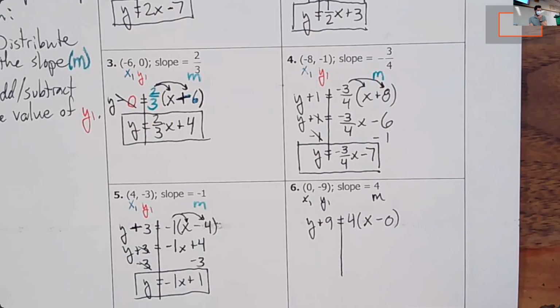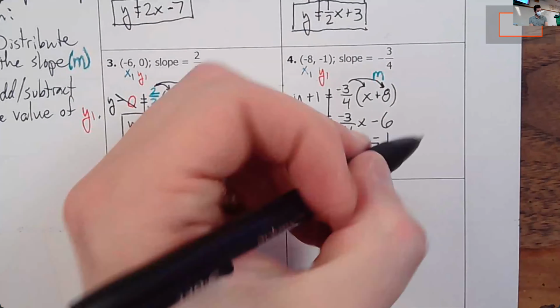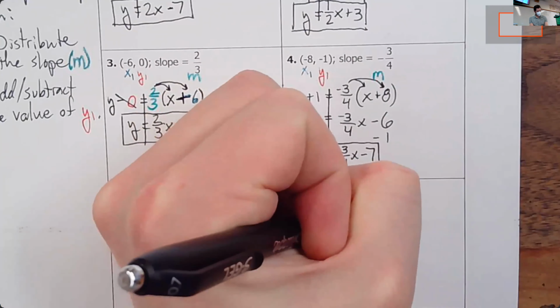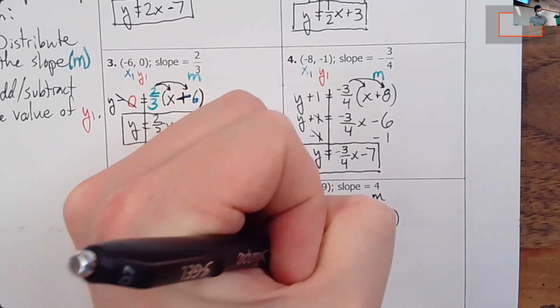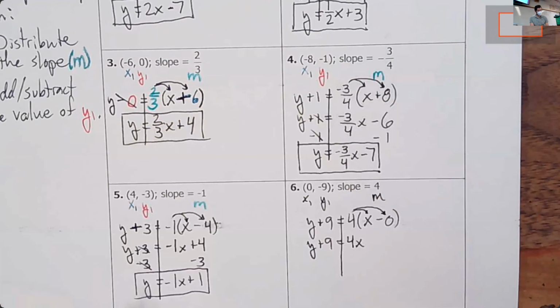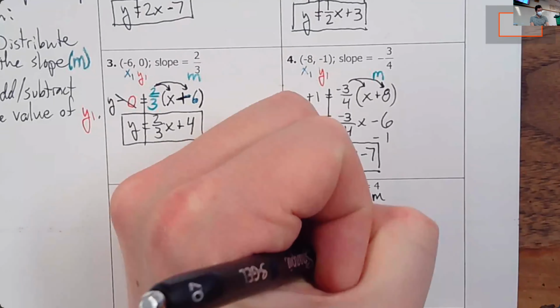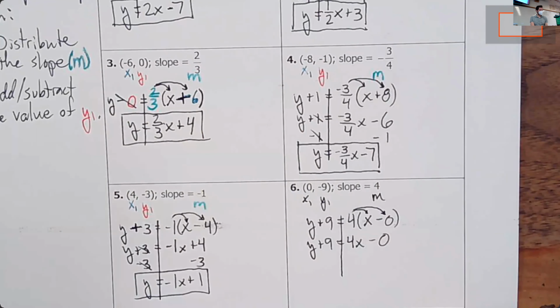All right, next, we'll go ahead and distribute our 4. And then this is still y plus 9 equals 4 times x is 4x. And then 4 times 0 is still 0. So you could just leave this as 4x, that's fine. Or you could leave this still as a -0, either way. The -0 might be helpful in terms of where to put the -9 when you subtract 9 from both sides, because that'll be our second step.